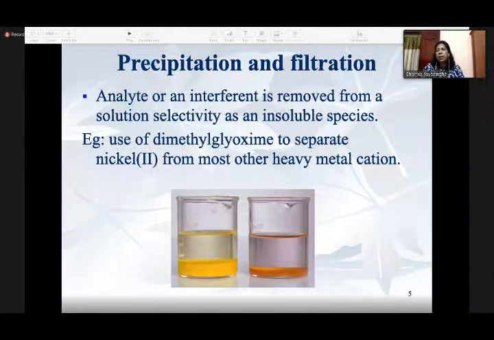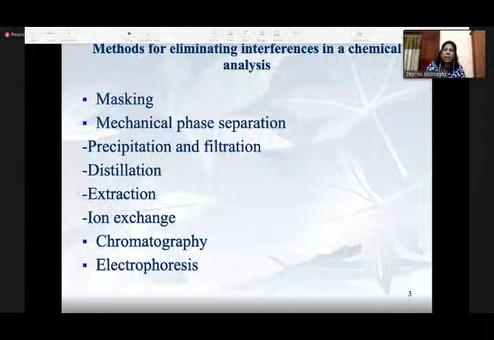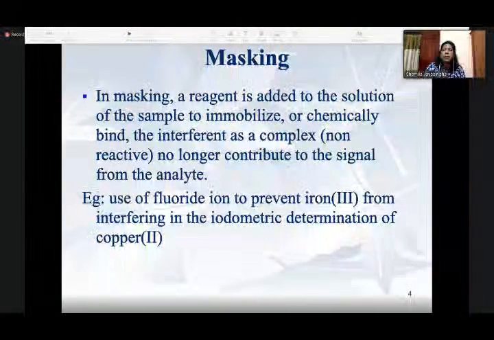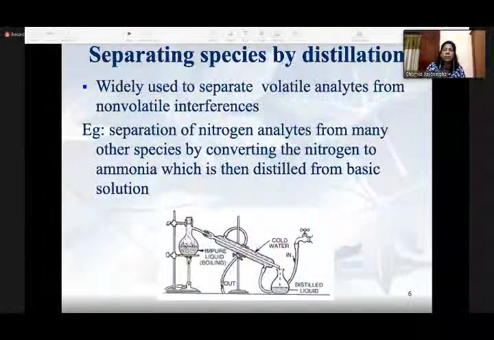And if not so, likewise filtration we can do. Precipitation and filtration both we can do. The filtration we do is always to separate some precipitated molecule, right? So these are the techniques I am talking about: the masking, precipitation, and mechanical phase separation, precipitation and filtration. Those are the basic techniques that I take as examples from food science, especially food analysis.